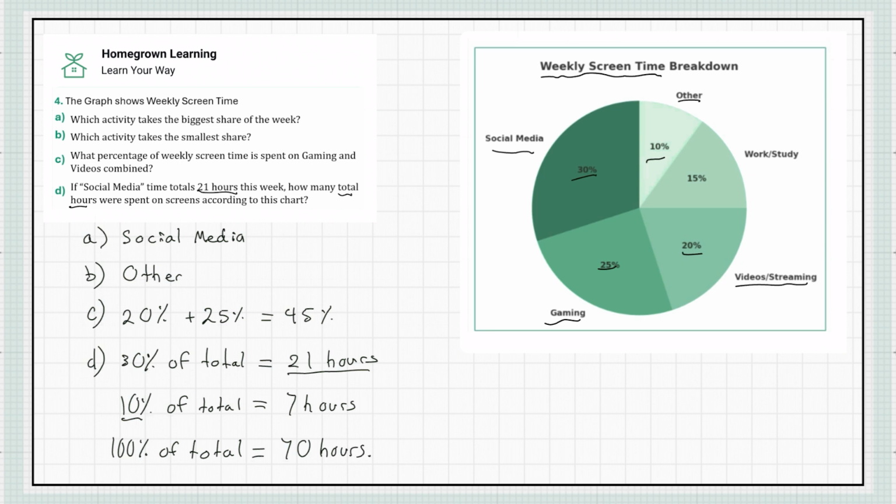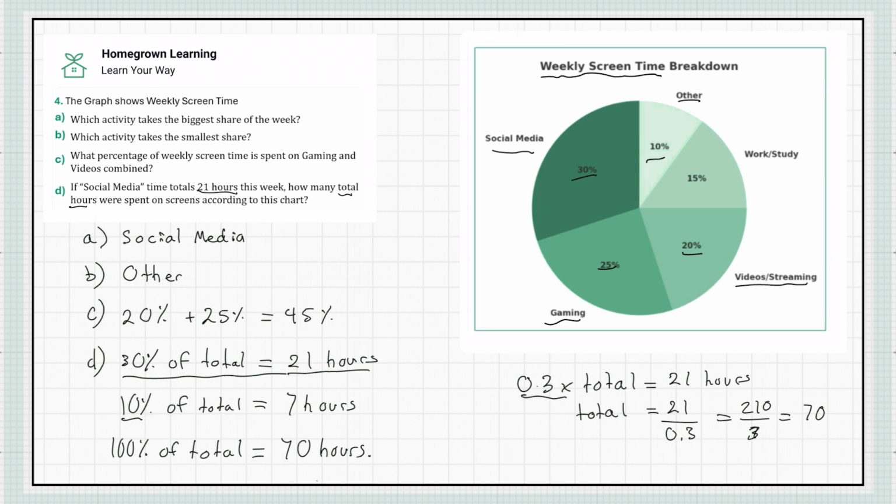Another way of doing this is, instead of doing the unitary method, you can stop here. If 30% of the total is equal to 21 hours, then 0.3 times the total is equal to 21 hours. And that means the total is equal to 21 over 0.3, which is just equal to 210 over 3, which is equal to 70. So you can do it either way, whichever one you prefer. Converting it to a decimal and multiplying it is fine, but the unitary method is often easier to understand.